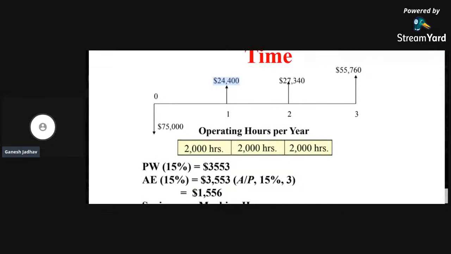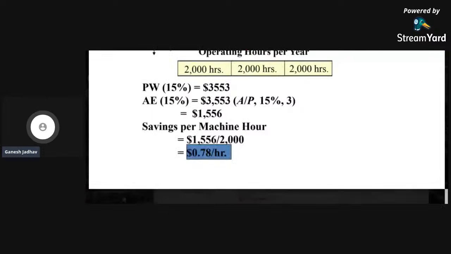You can find the savings by solving. This is the saving per machine per hour, in dollars. So this particular one is $1.78 per hour. You can calculate it using that particular formula. So we have to complete our unit number 5 here. Okay, thank you.